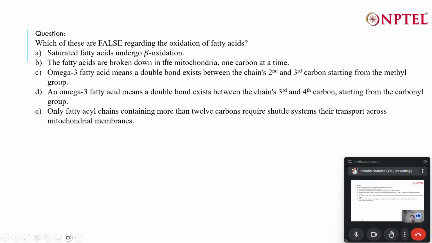So, this is the first question for today. Which of these are false regarding the oxidation of fatty acids? So, what can be the correct answer?